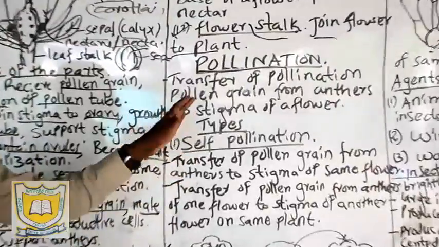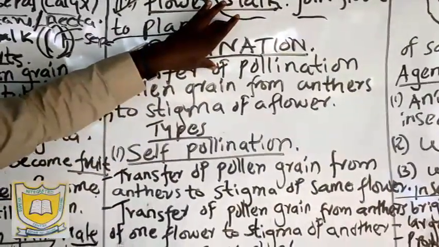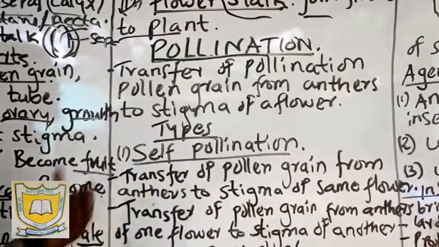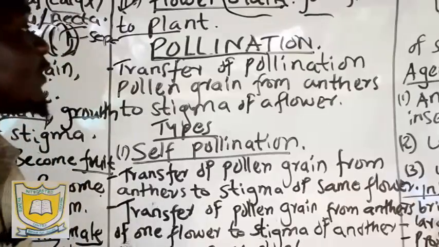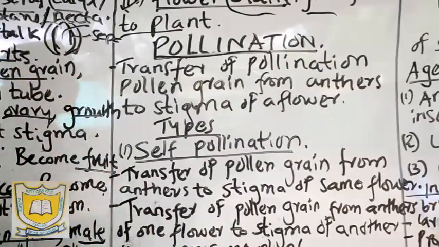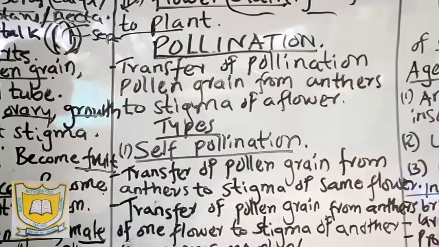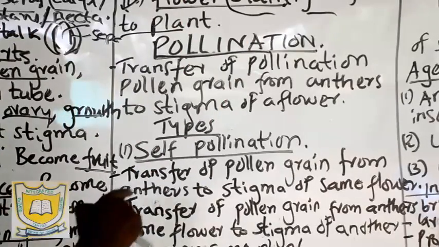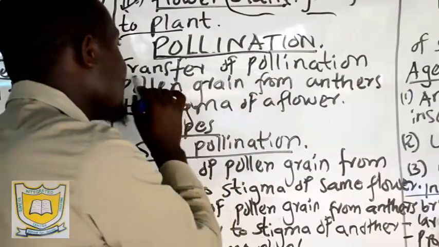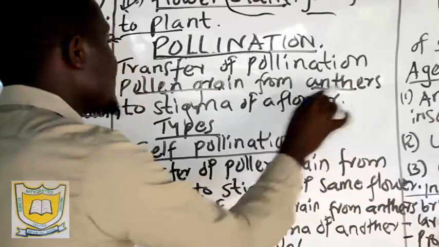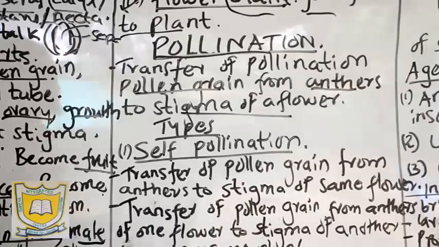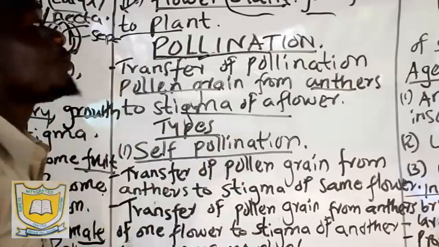Number one, you have to understand the definition of the term pollination, because you may be brought in an exam and they ask you: the transfer of pollen grain from anthers to the stigma of a flower is called dash. A, pollination. B, self-pollination. C, cross-pollination. D, animal pollination. If they state the transfer of pollen grain just from anthers to stigma of a flower, they have not added either the same flower or different flowers. You just say the answer becomes pollination.